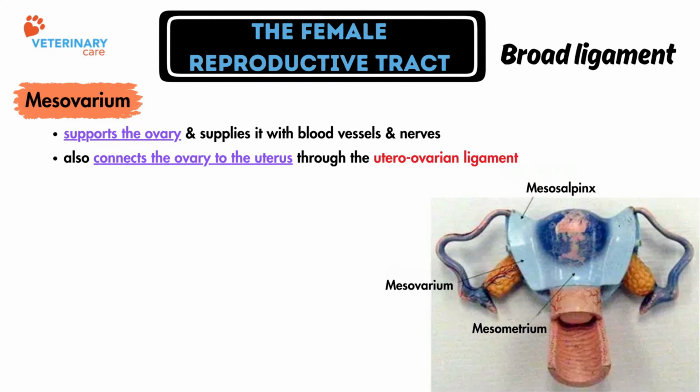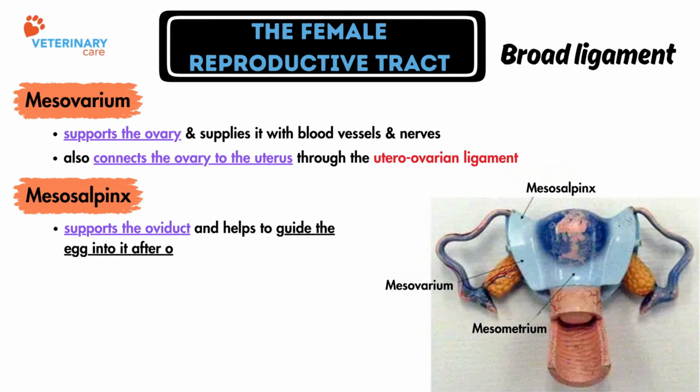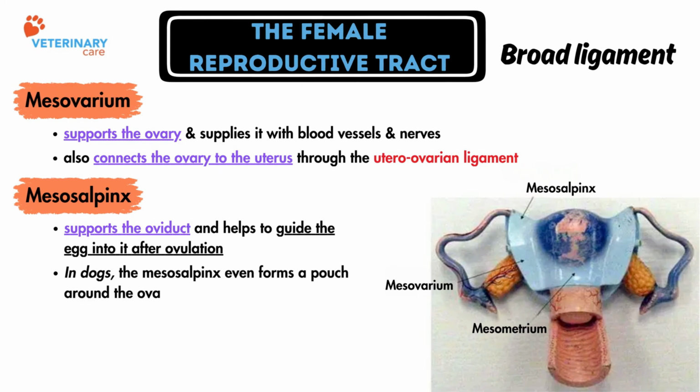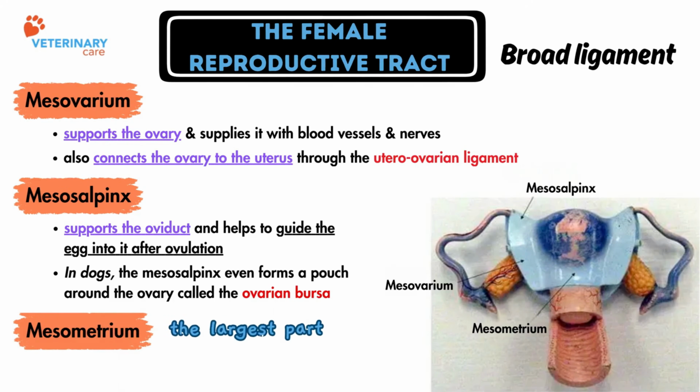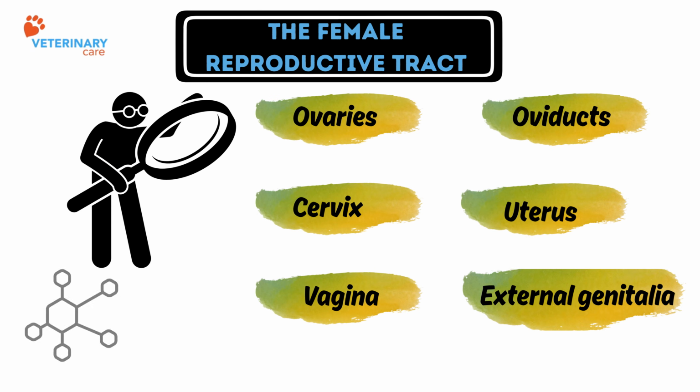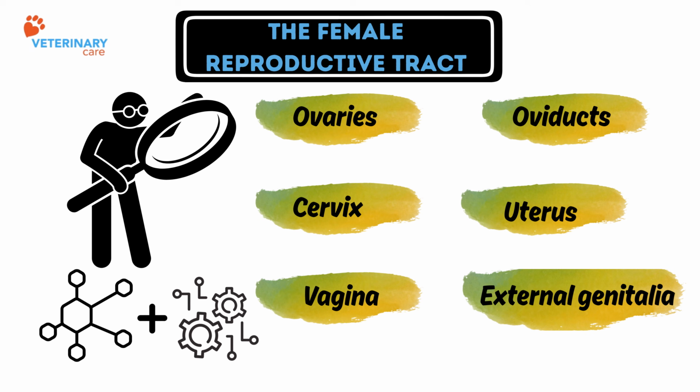The second part is the mesosalpinx, which supports the oviduct and helps to guide the egg into it after ovulation. In some species, like dogs, the mesosalpinx even forms a pouch around the ovary called the ovarian bursa. Finally, we have the mesometrium, which is the largest part. It supports the uterine horns and the body of the uterus, literally making the uterus hang from the body wall. Now let's explore each part in more detail and connect its structure to its function. Let's get started with the ovary.